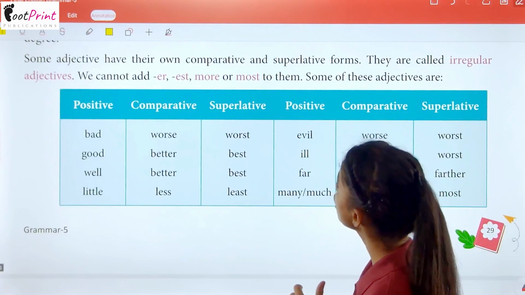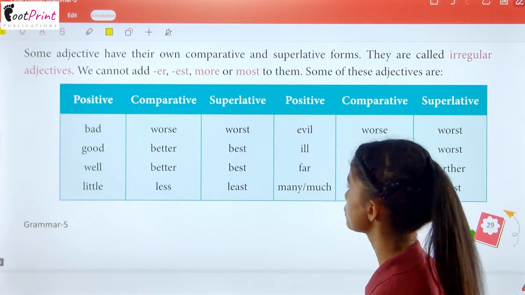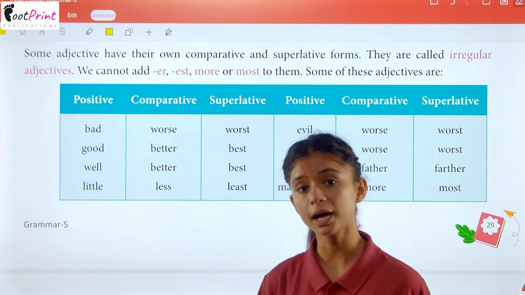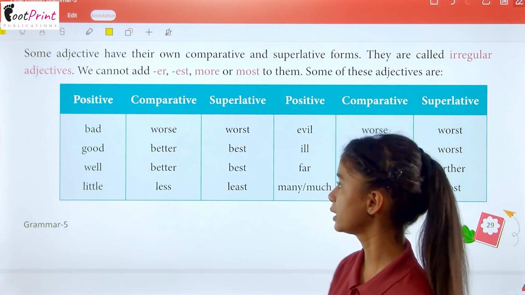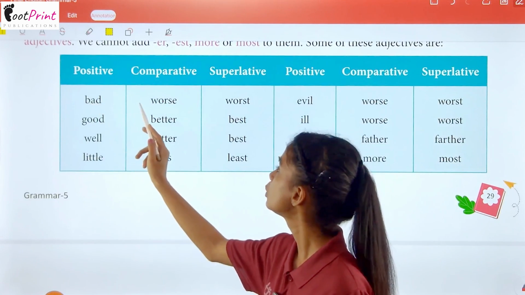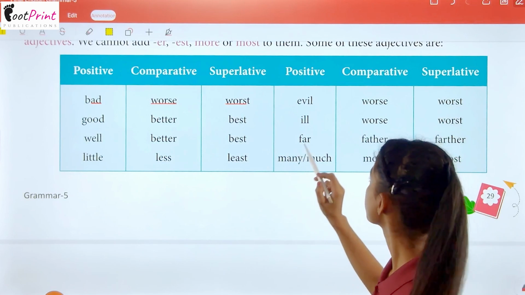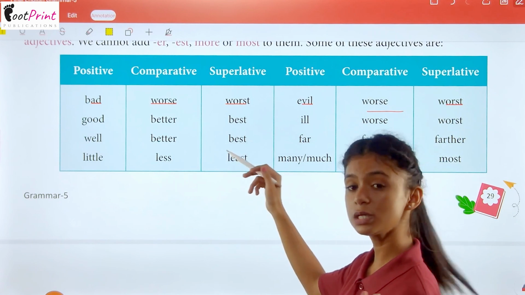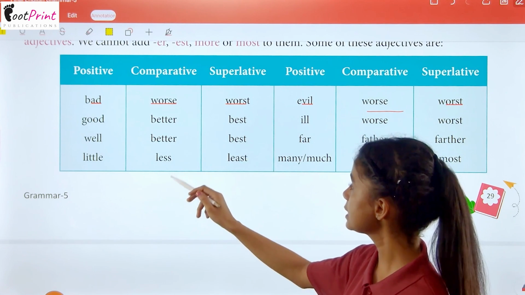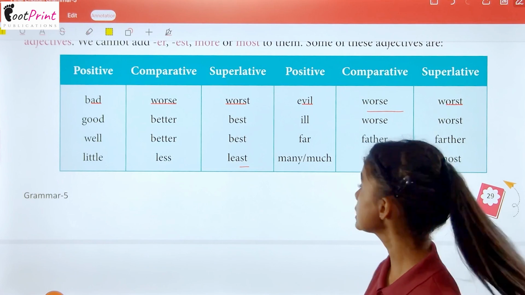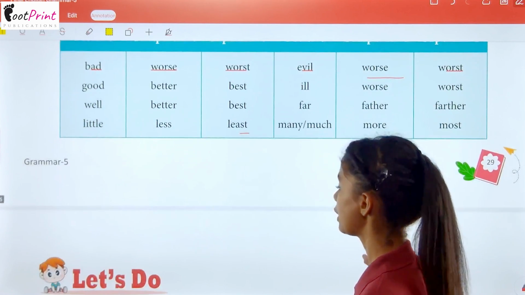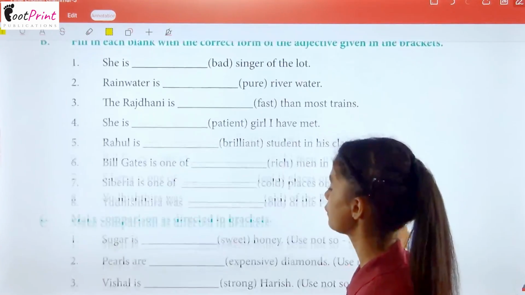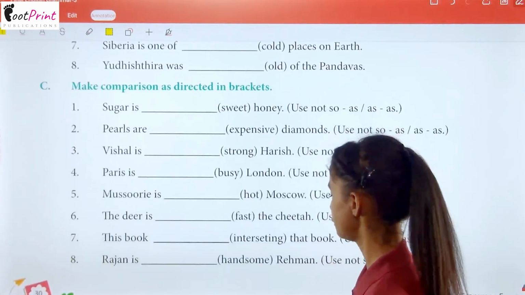Some adjectives have their own comparative and superlative forms. They do not use the method of ER, EST or more or most. For example, bad, worse, worst. Evil, worse, worst. Okay? Good, better, best. Little, less, least. Just like this, we have some more. You have to learn these, and after that, we have this exercise which you have to do by yourself.